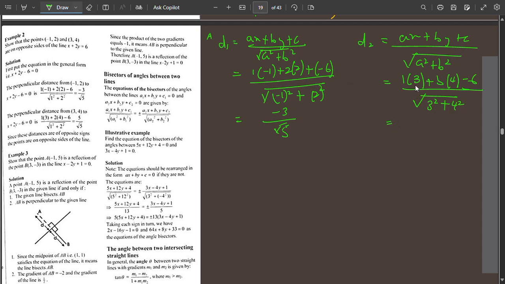If we simplify, we have 1, 3, 3. B here is 2. Sorry. B is 2. So 2. 3 plus 8. That's 11 minus 6. That's 5. So we have 5 over 5. Alright, it's 5 over 5 over square root of 5. No, 5 over 5. Then I'm making a mistake somewhere. Yeah, I'm making a mistake here.